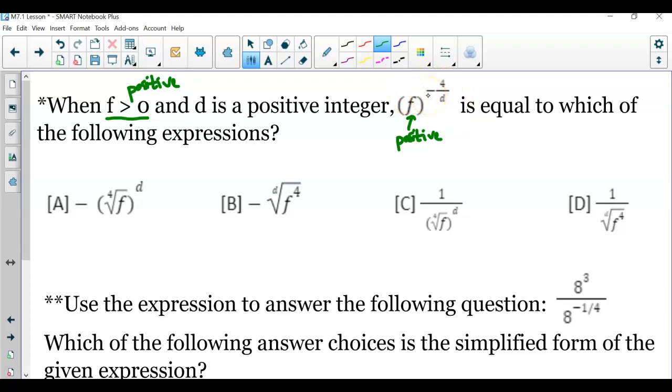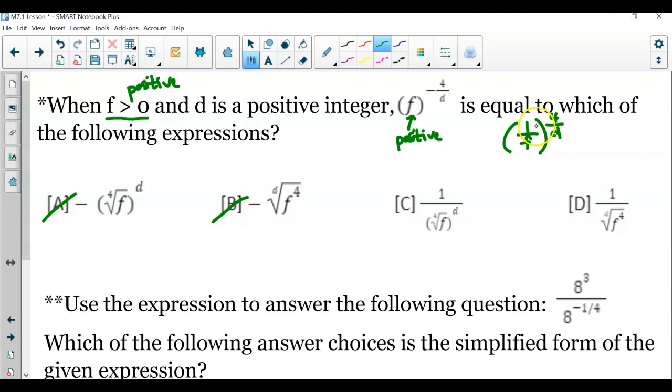Well, first off, if I have a negative exponent, that means to make it positive, we need to reciprocate the base. So what's the reciprocal of f? 1 over f being raised to the 4 over b power. So right off the bat, because I have to reciprocate, and this is 1 over f, that means I'm going to mark off A and B.